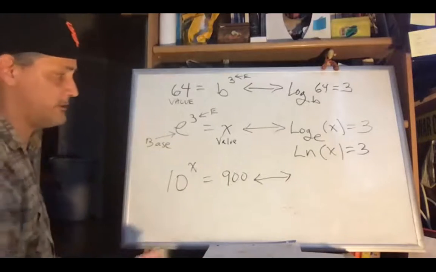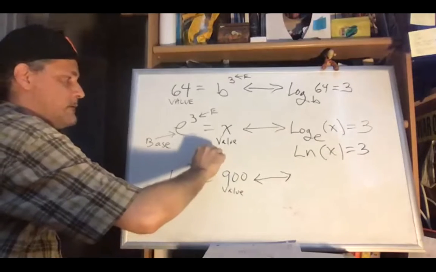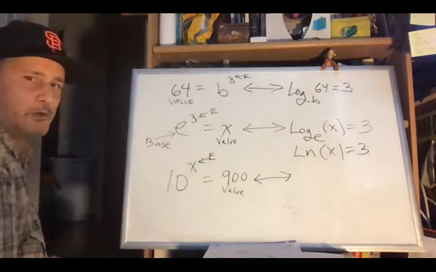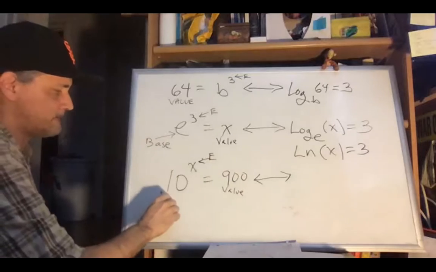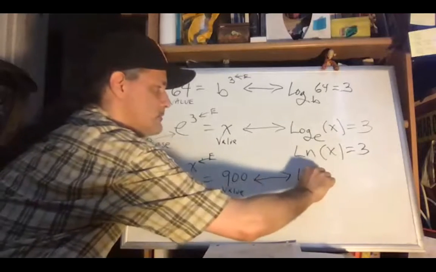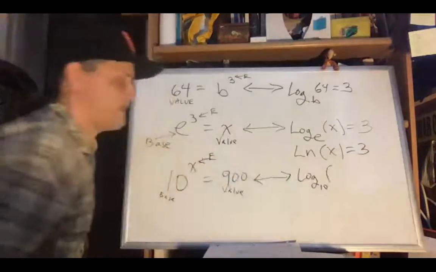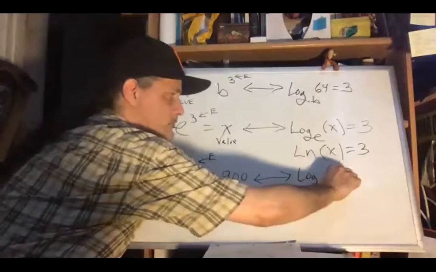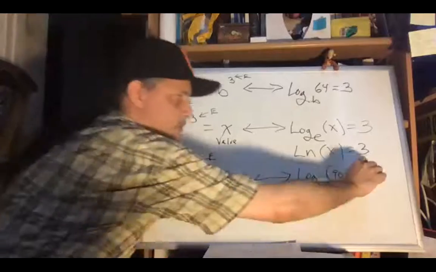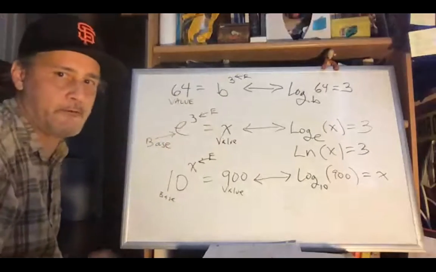If we rearrange this, we know this is the value, the exponent is unknown, the x, and this would be the base. So the log using base 10 of the value of 900 equals what we want, the exponent. So just do that.